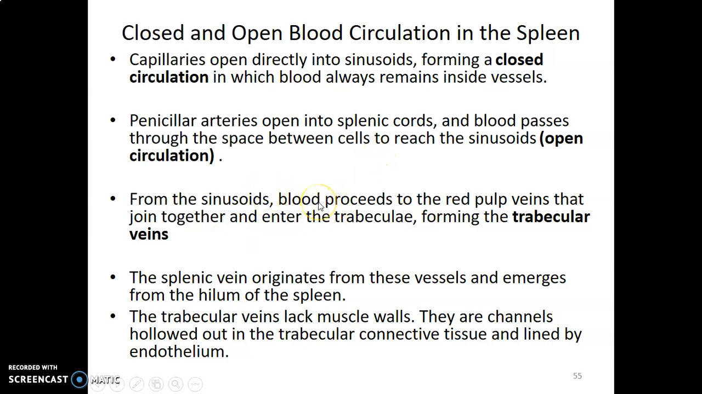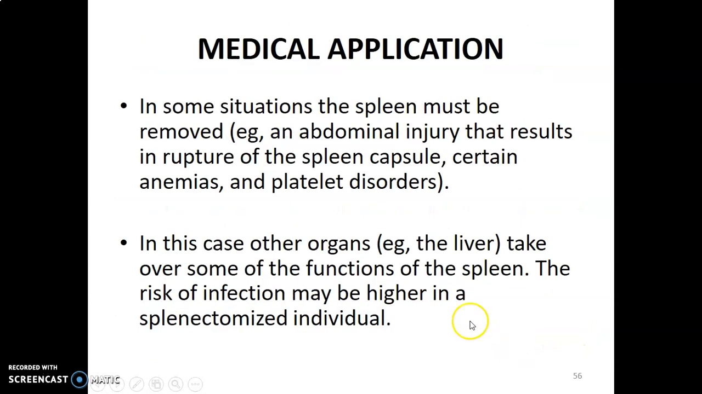From the sinusoids, the blood usually goes back to the red pulp veins that join to form trabecular veins, which will eventually form the splenic vein and back into the circulation. Remember, trabecular veins lack muscle walls. They are just channels hollowed out of trabecular connective tissue that are lined with endothelium.